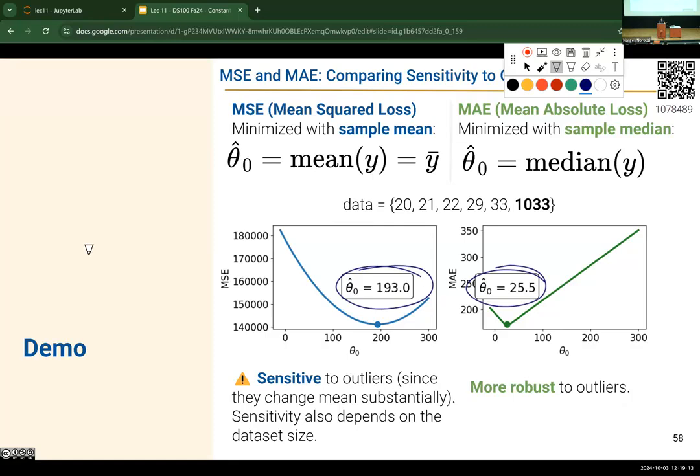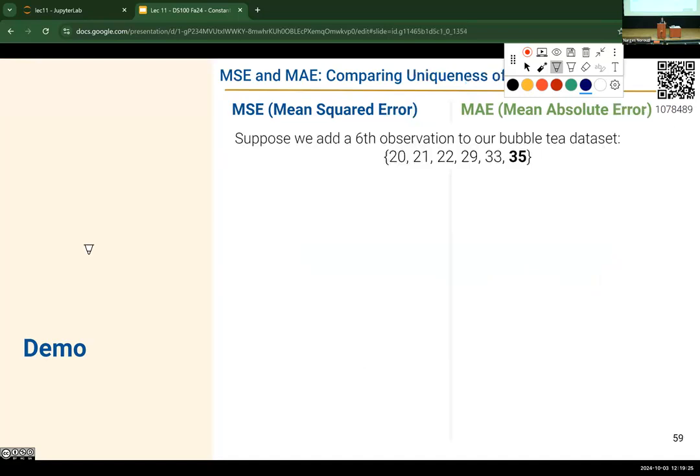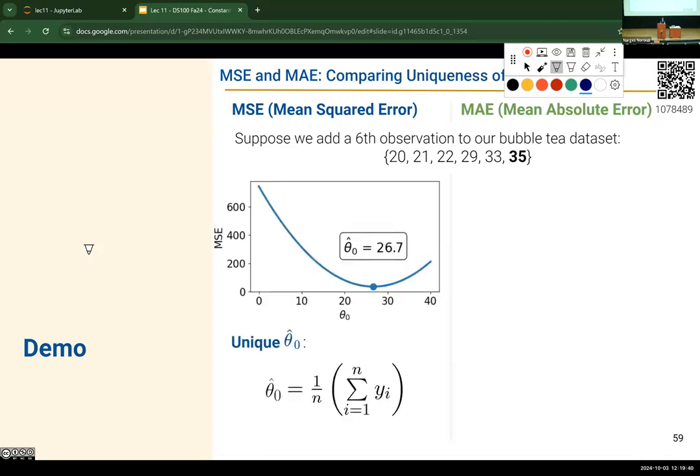If you're thinking that your data set has a lot of outliers, one thing is you remove outliers. The second thing is that you use a loss function that is less sensitive, so that your predictions are not going to be so off. The other thing is the uniqueness of the solution. Say if I add another sample to your data set, previously you had 5 days, now I'm going to give you the 6th day. And I'm going to tell you that, okay, go ahead and calculate your optimum theta 0 hat for those cases. What you're seeing here is that with the MSE, I still have the unique solution.